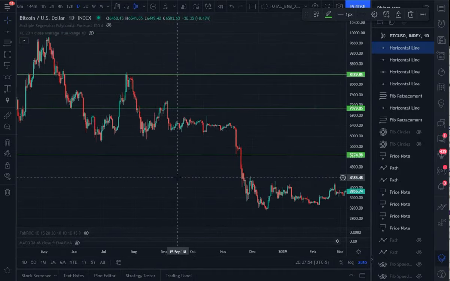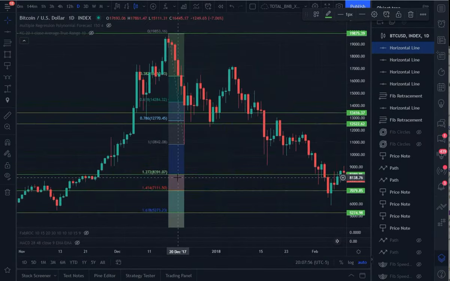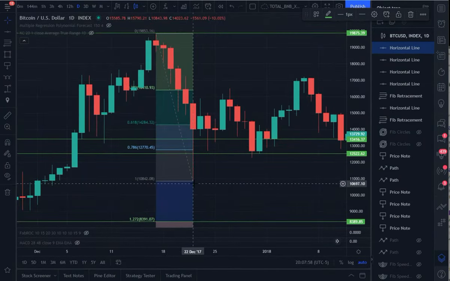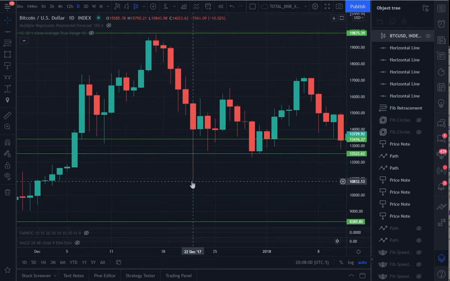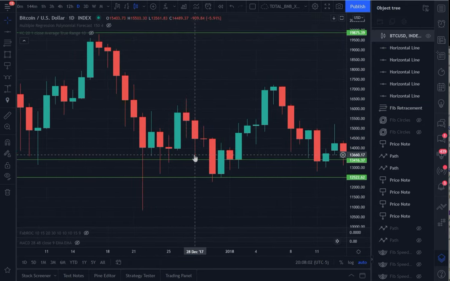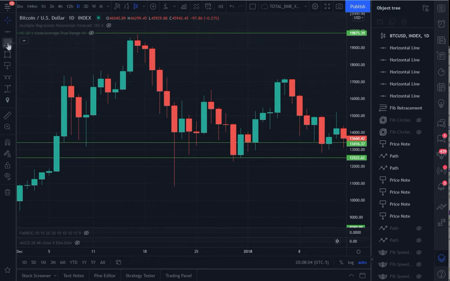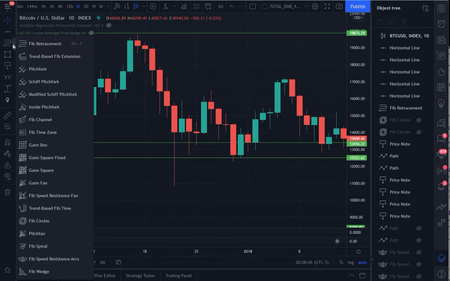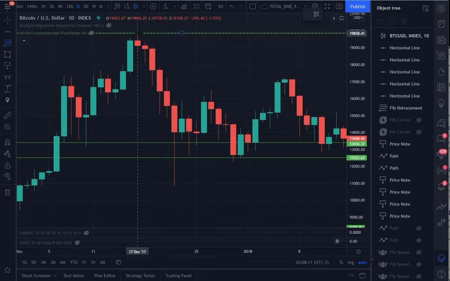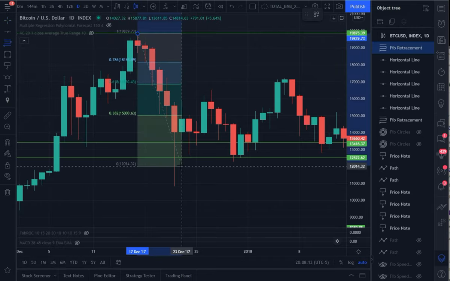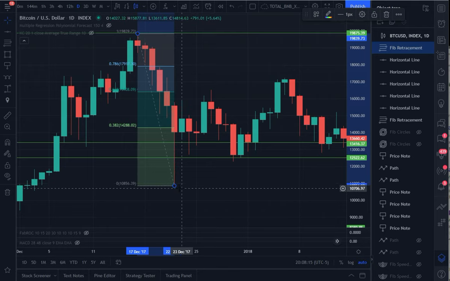It's not the correct way to use just one single retracement. But let's do that pragmatically and from scratch, step by step. So we have two tools here. One is the retracement, the other one is the trend fib retracement. So let's start retracing from here to down. And we have one kind of retracement.